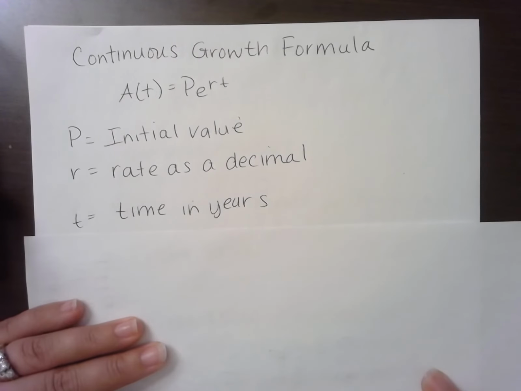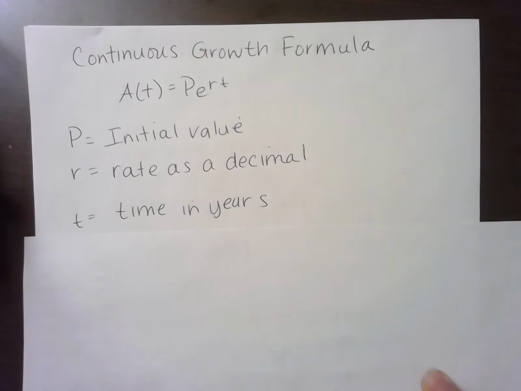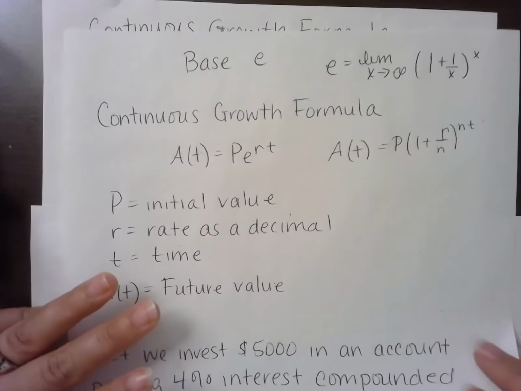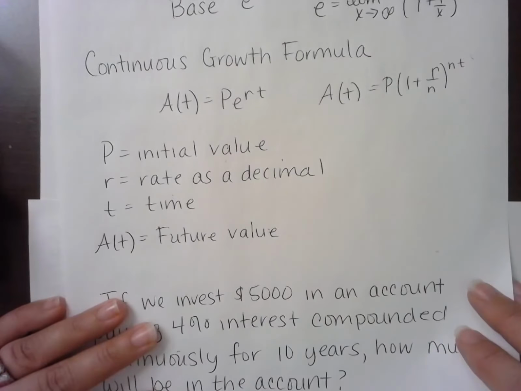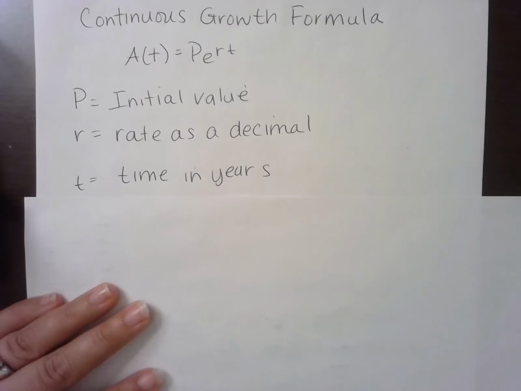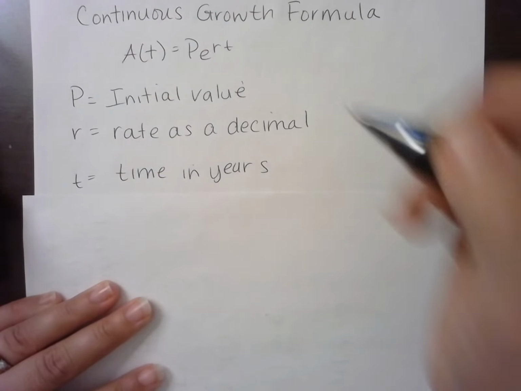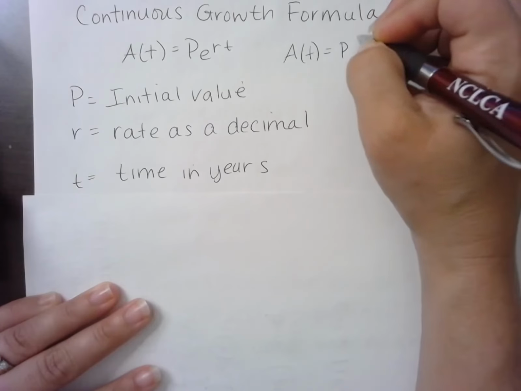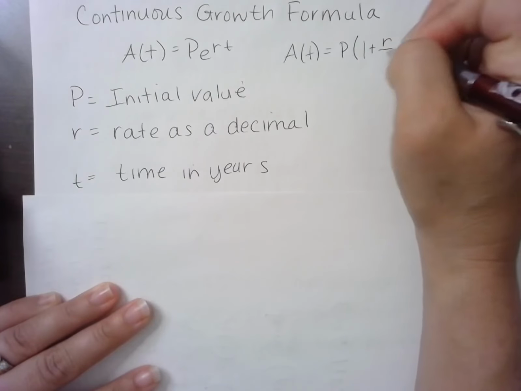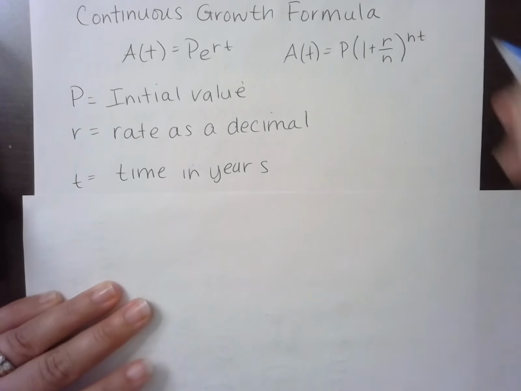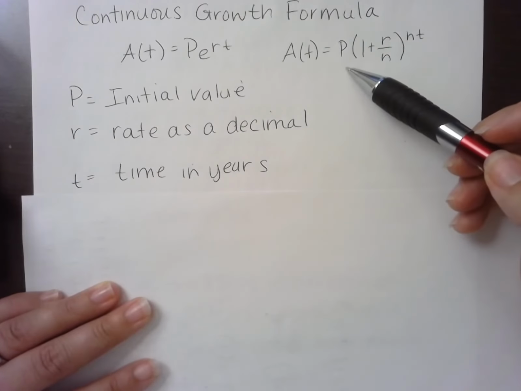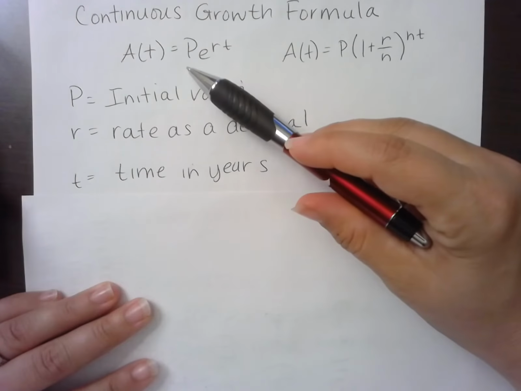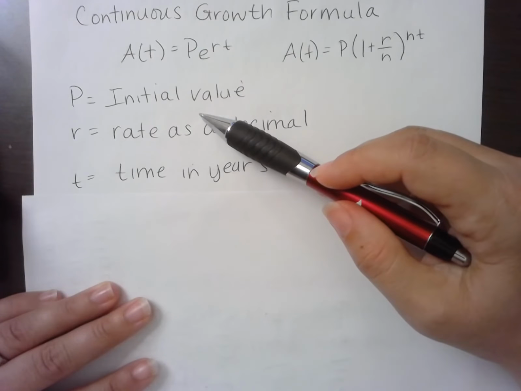Okay, so now just like the other one, I'm going to bring it in with the one that we used before. Very similar things are happening. The other formula here is A of t equals, this is the one that we started with, (1 plus r over n) to the nt. Now just like this formula, a lot of these mean the same thing. P is the same P here, it's the initial value.